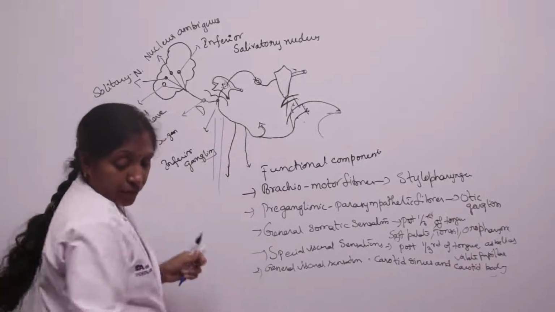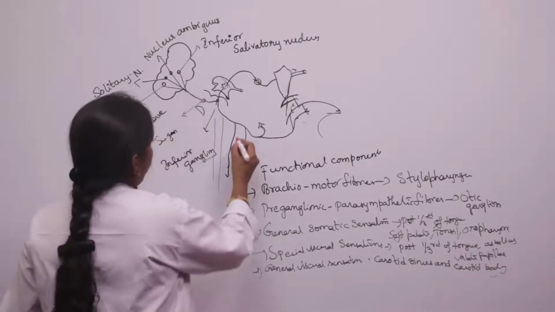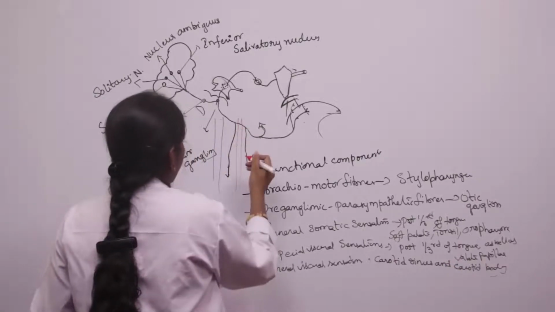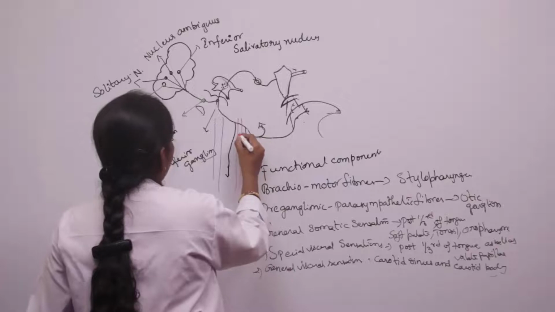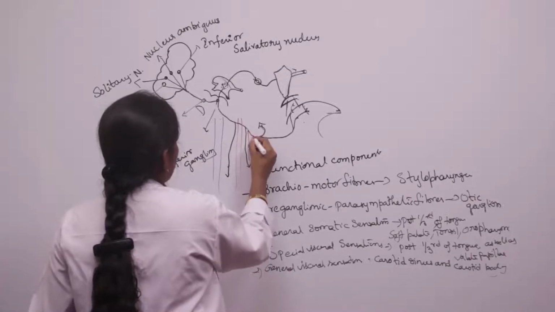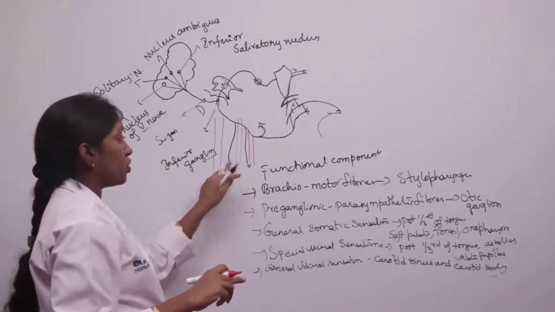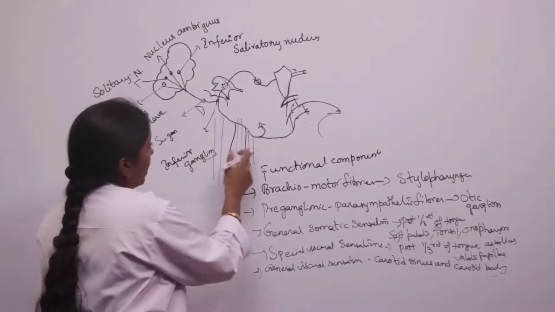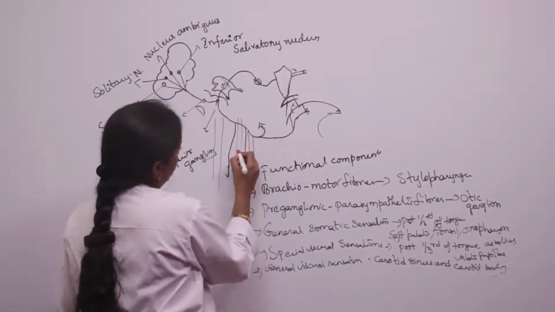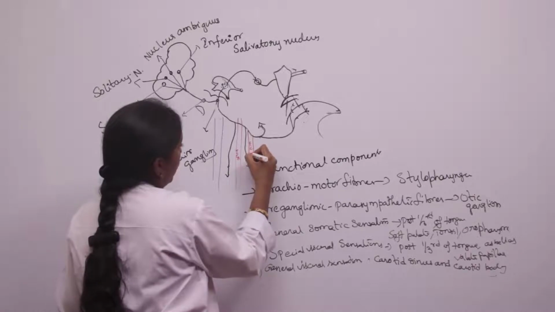As well as the internal carotid artery. First it lies between the internal jugular vein and internal carotid artery, and then it lies between the internal carotid artery and the external carotid artery.